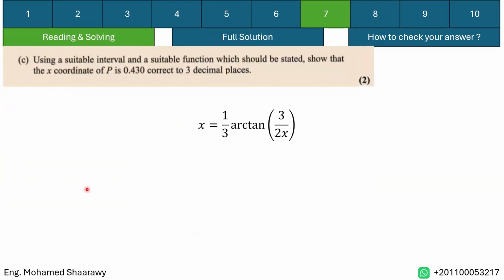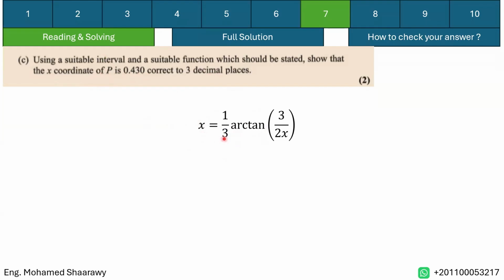And now the question says, using a suitable interval and a suitable function which should be stated, show that the x-coordinate of P is 0.430. Okay, let me ask you a question. In order to find the x-coordinate of P, if you remember, this was the equation I stuck with. If I try to solve this equation, I can get the x-coordinate of P.